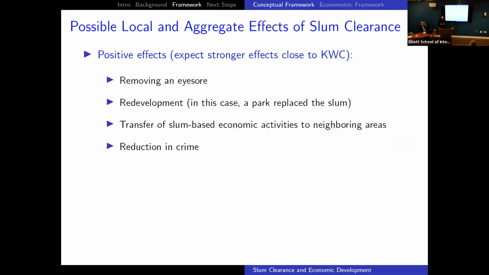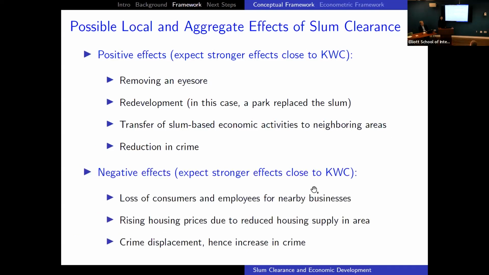There are positive effects such as removing an eyesore, redevelopment of the place, transfer of slum-based economic activities to neighboring areas, and a reduction in crime. But there are also negative effects such as loss of consumers and employees for nearby businesses, rising housing prices due to reduced housing supply in the area, and potentially crime displacement to neighboring areas, thus increasing crime.